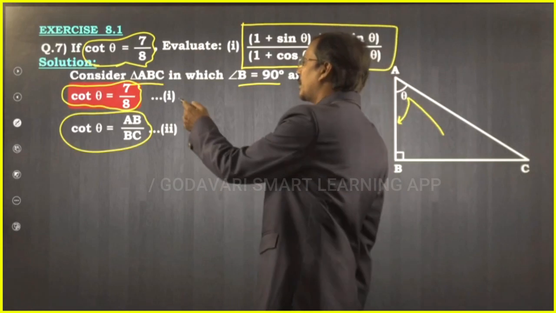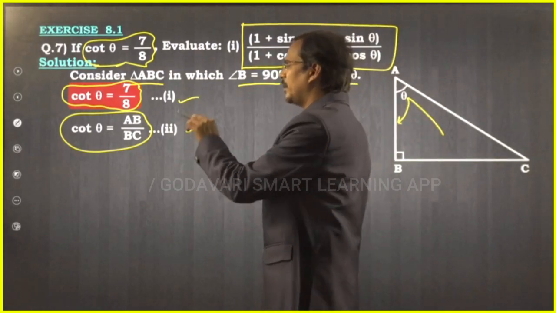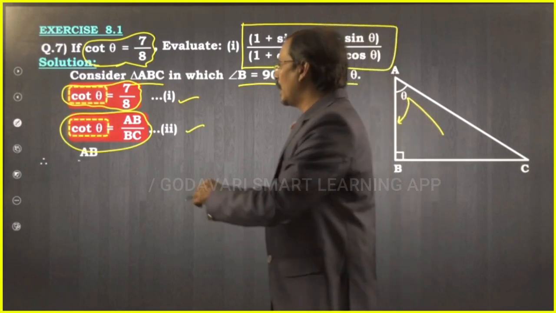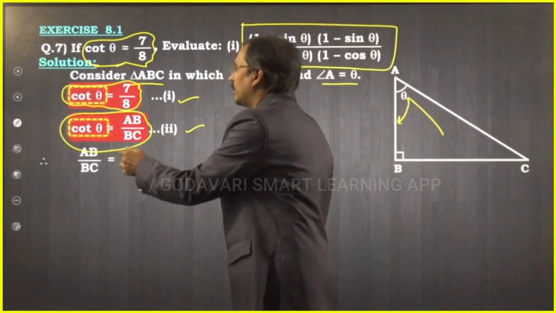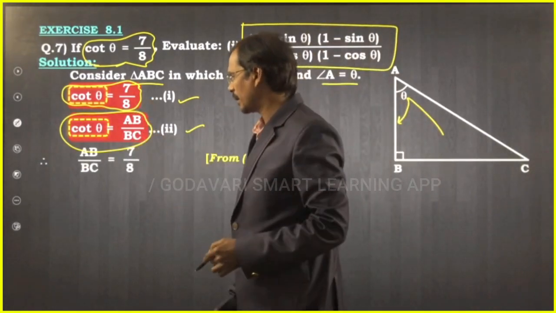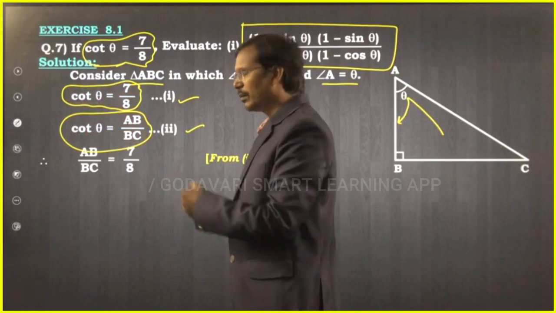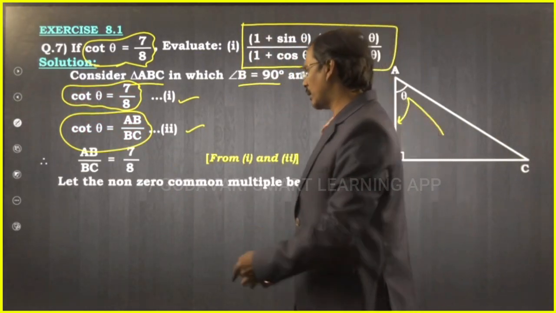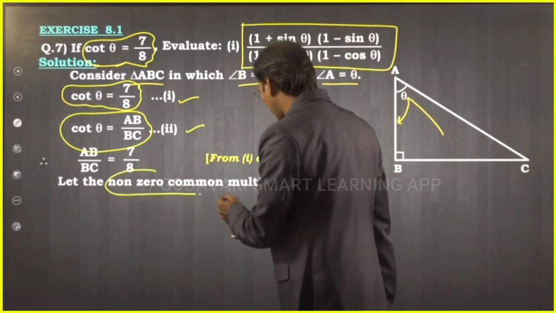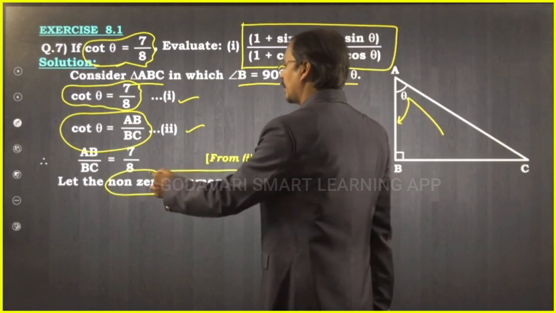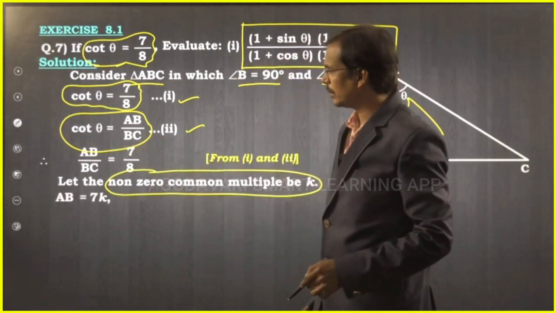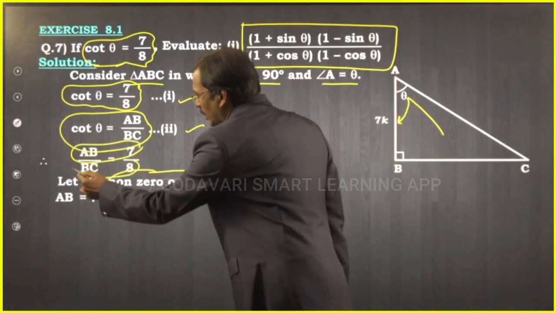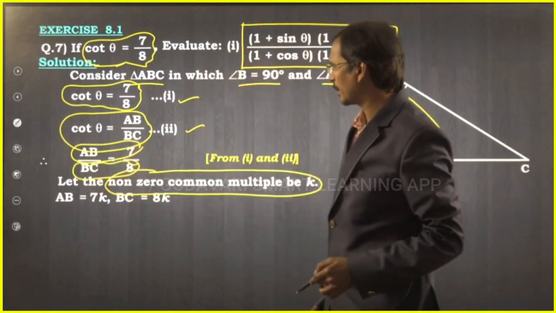So this is equation number 1, this is equation number 2. Equating 1 and 2, we got AB by BC is equal to 7 by 8. So here we have to compare the numerator and denominator. We have to take non-zero common multiples of k. Now AB is equal to 7k and BC is equal to 8k.